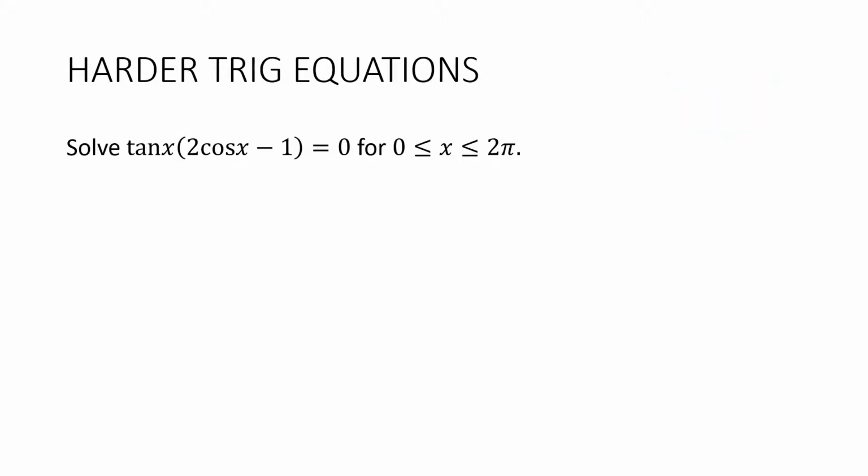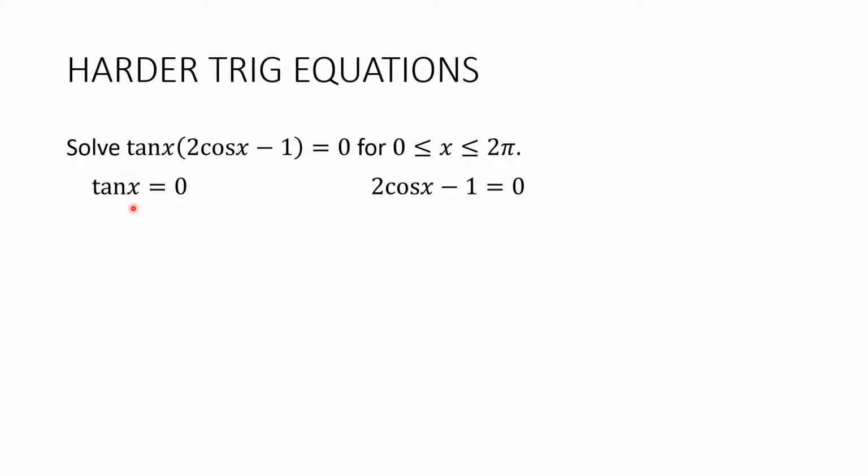So we can get harder trig equations like this. Solve tan x times (2 cos x minus 1) equals 0, for 0 is less than or equal to x is less than or equal to 2 pi. Okay, we're going to use the null factor law here. When we've got a product that multiplies to equal 0, either this thing is equal to 0 or this thing is equal to 0. So let's write those out. Tan x equals 0 or 2 cos x minus 1 equals 0.